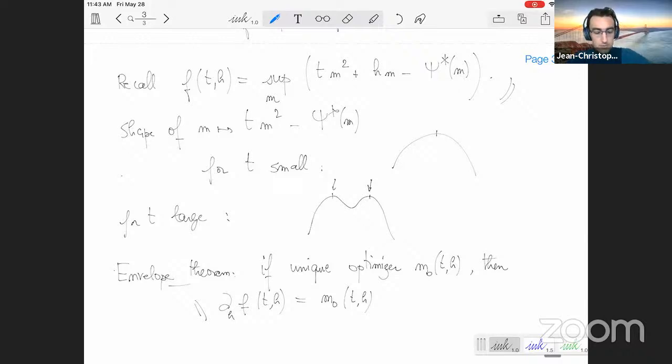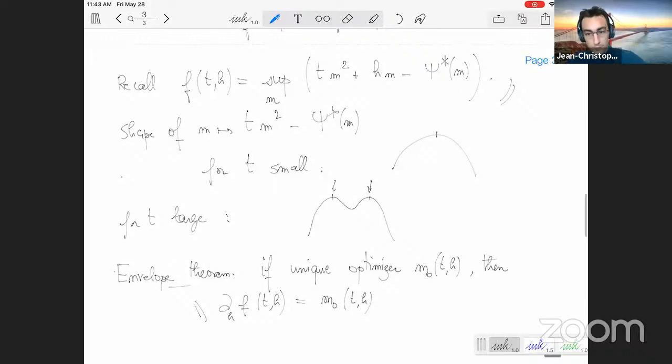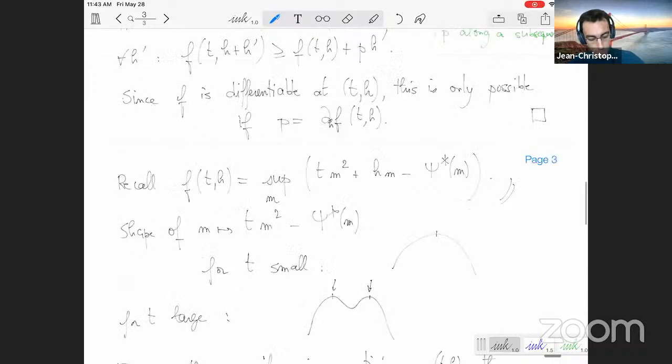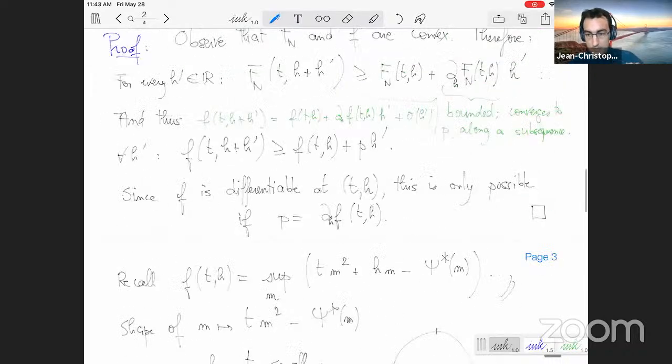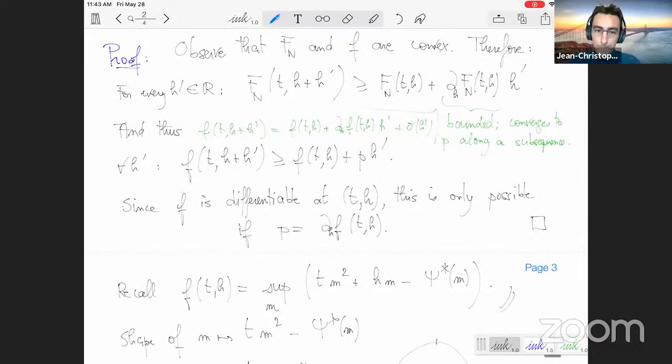So there's a question about whether I use H prime, whether this proof for convex functions assumes some sign for H prime? And it's important that you can go both ways on both sides, because otherwise you would only infer one inequality between possible limits and the true derivative. Okay, let me try to clarify this.